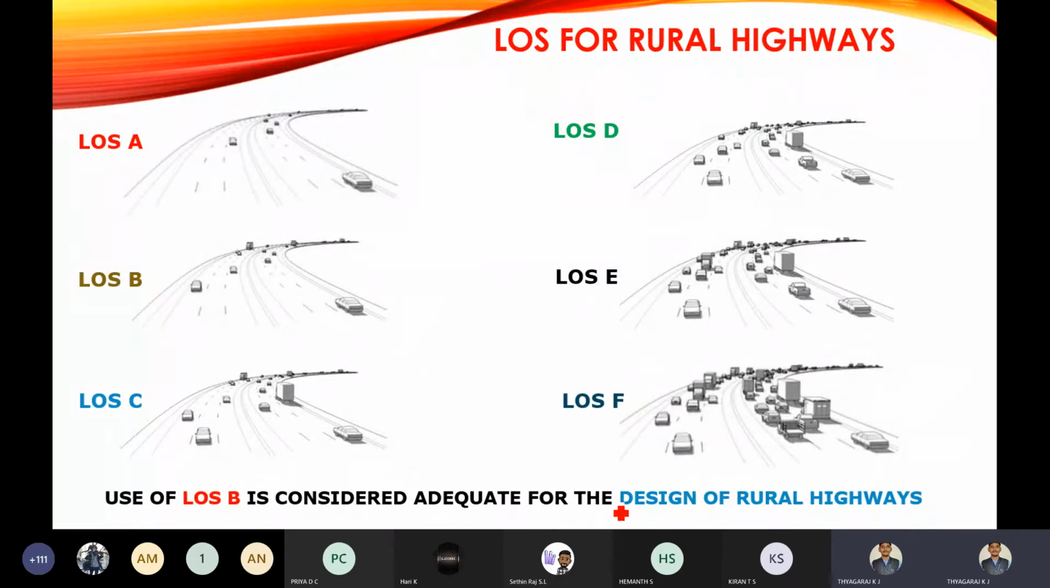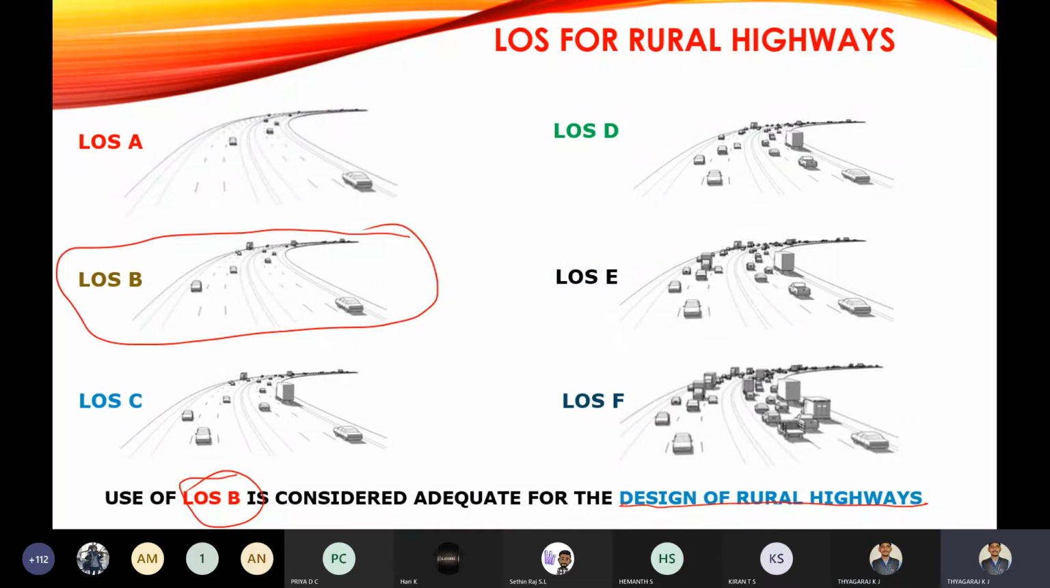For the design of rural highways, we are going to adopt level of service B. This condition we adopt for rural highway traffic design. For designing the traffic components in rural highways, we use this level of service B concept. It is a zone of stable flow, and comfort and convenience are good in nature. So we will design rural highways for level of service B. Is it clear? Level of service for rural highways.